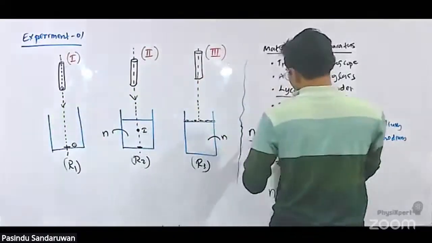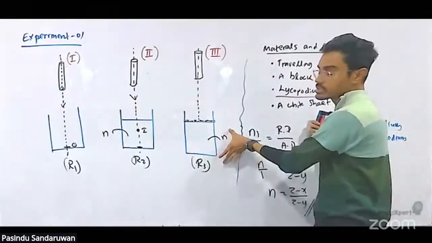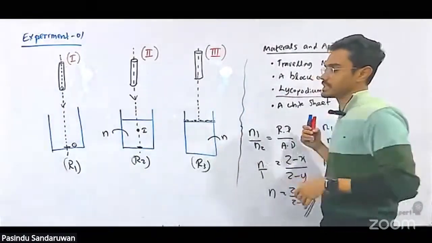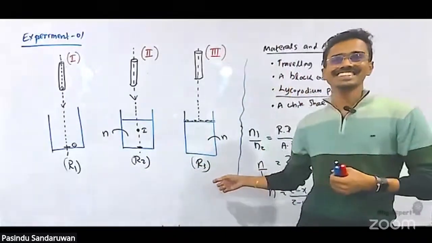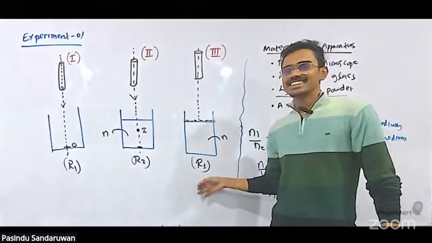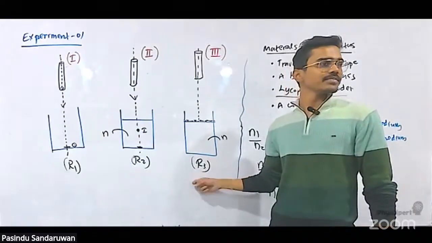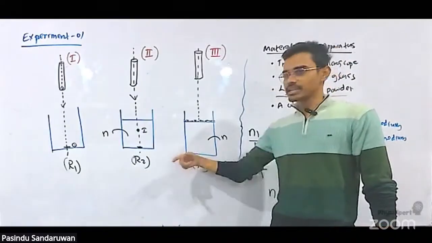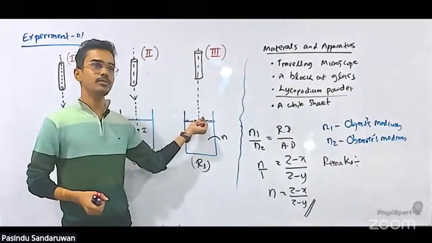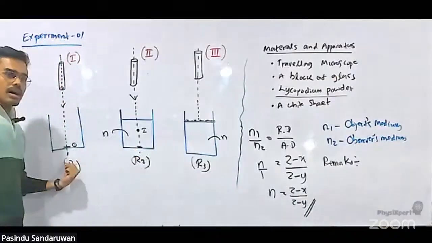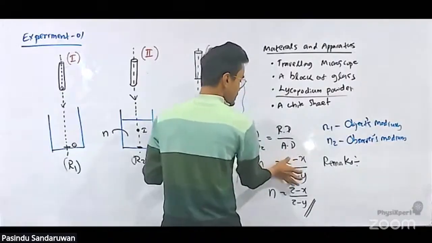Then n is given by real depth over apparent depth. Using these readings, what is the real depth now? Real depth: R3 is the surface focus reading, R1 is the bottom focus reading, so the real depth is R3 minus R1.